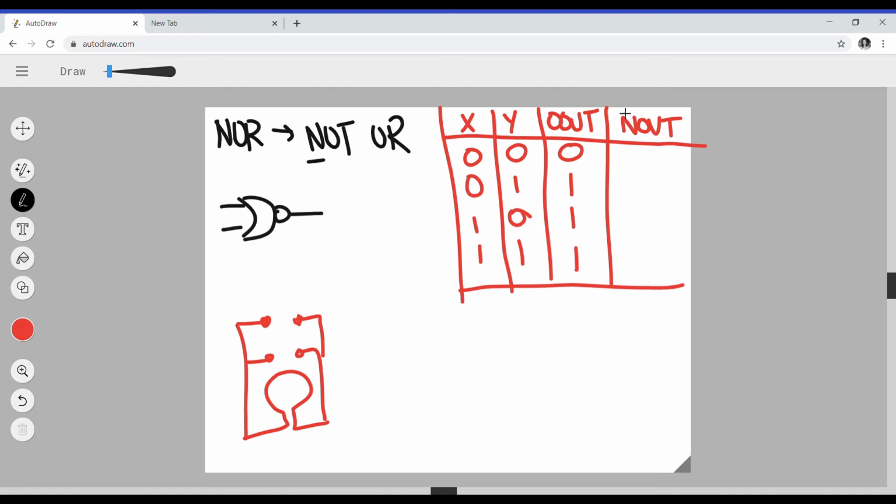And the NOT OR gate is essentially the opposite of the OR gate. So 0 will flip that bit, it'll become a 1, this will become a 0, 0, 0. Alrighty, so that is the NOR gate. Pretty simple, pretty straightforward.